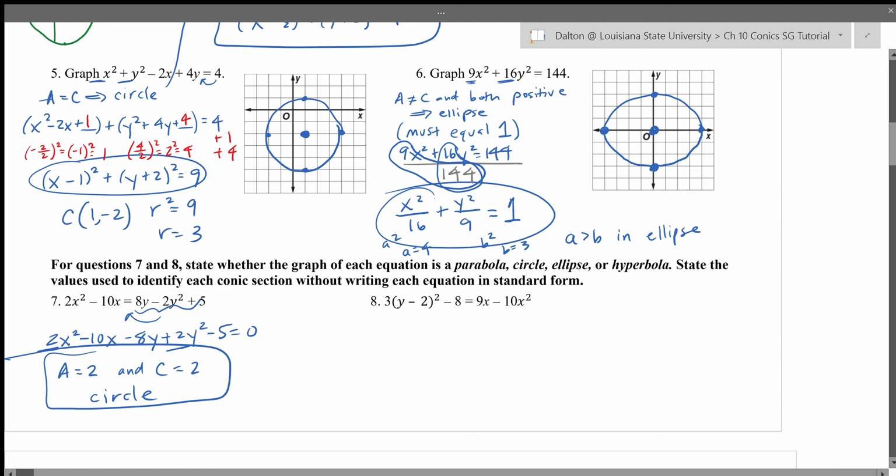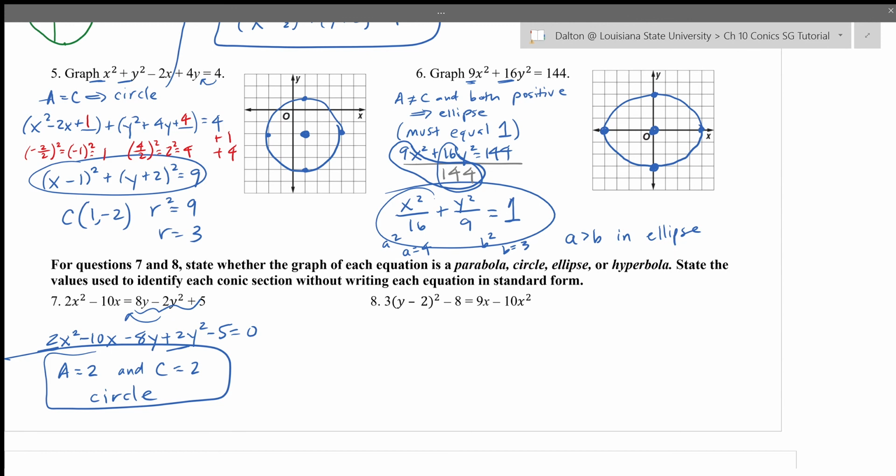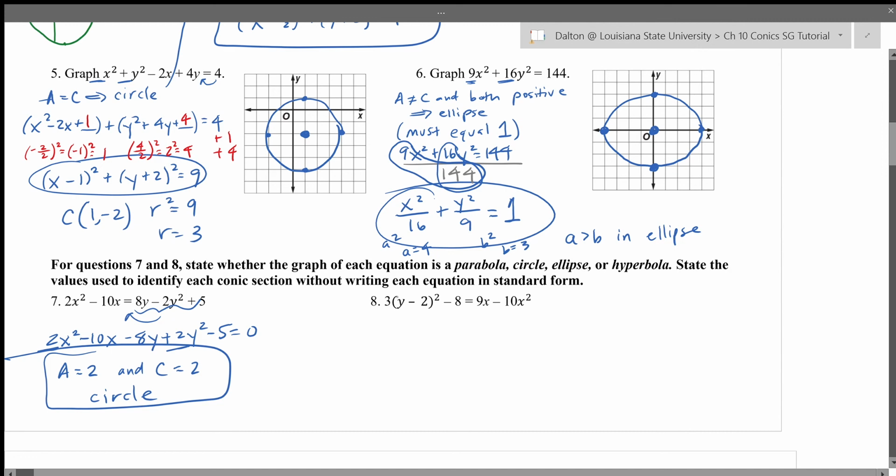For number 8, there are a couple things that we need to do before we look at A and C. First, we need to distribute out y minus 2 squared. So in order to not confuse myself, I'm going to literally write out 3 times y minus 2 times y minus 2 minus 8. And while I'm at it, I'm going to take the stuff on the right-hand side and move it to the left-hand side. So it'll be minus 9x plus 10x squared equals 0.